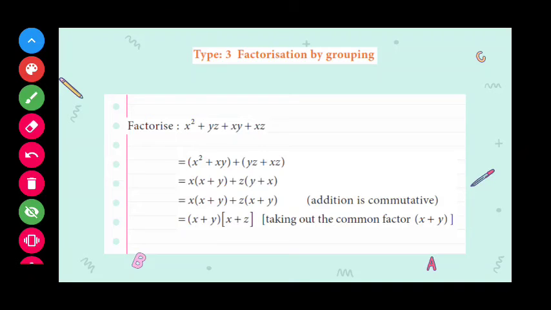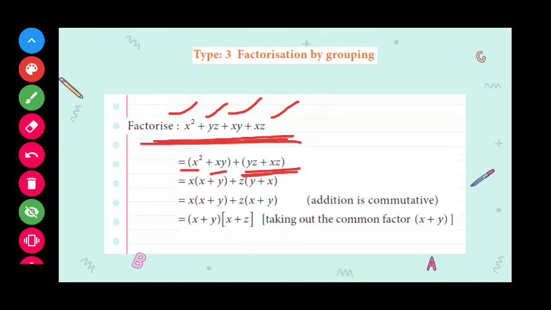We have a question like this: x square plus yz plus xy plus xz. First, let's write all the x terms together, the terms having x. So x square plus xy. Let's write these two terms first, x square and xy. Next we'll write the z terms, yz and xz. So first we write the two x terms, and next the two z terms. That is what grouping means, grouping similar terms together.